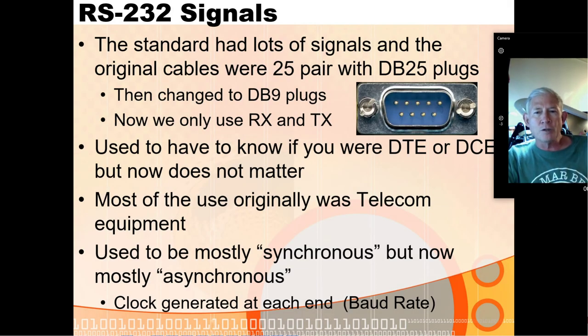Okay, and here's what an RS-232 port looked like. It was a 9-pin connector, 5 on the top, 4 on the bottom. And there was also a standard 25-pin plug, which was a DB25. This is a DB9. This became much more common. The DB25s were really unwieldy.